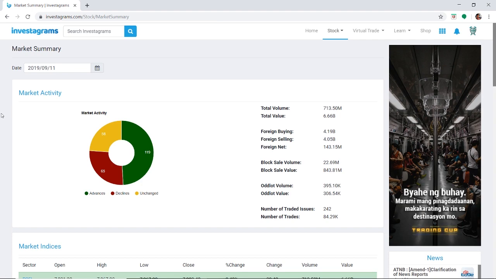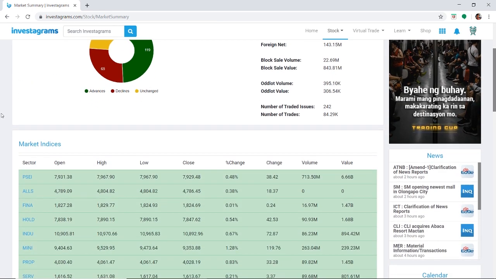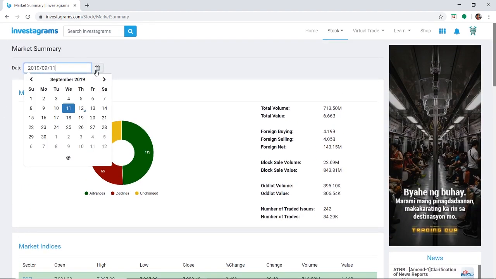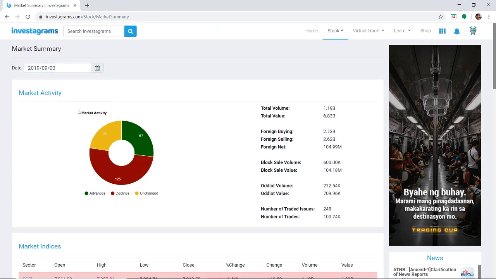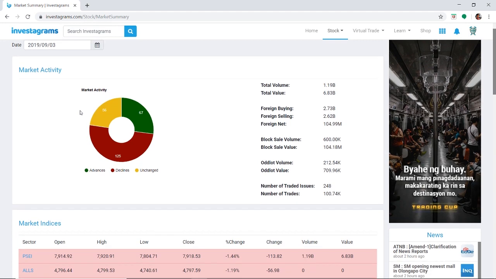So here you're gonna see the summarization of what happened the previous day, right? And you can also customize it. I mean, you can choose a date rather to see what happened, let's say during September 3, a week ago, right? So you can see the total volume that was traded throughout the market, the foreign buying, selling, right? Block sales, odd lots, and number of traded issues, number of trades.